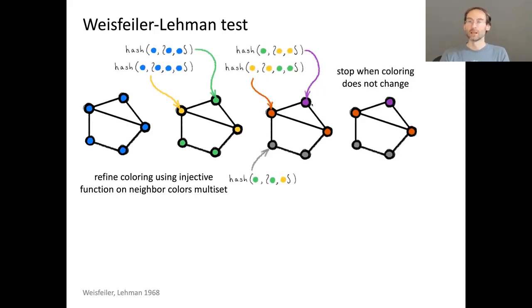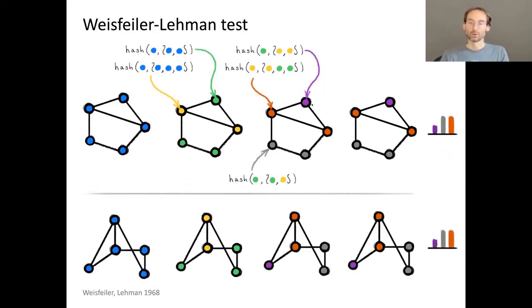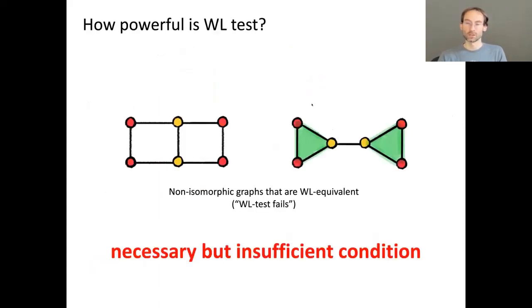But if I do it again, I now see that the color remains the same. So when the colors stop changing, we can just compute the histogram of different colors, and this will be the descriptor of the graph. Okay. Now, given another graph, I can do the same thing, and I get another descriptor. So if these two histograms for two different input graphs are different, we can say for sure the graphs are non-isomorphic. If the descriptors are the same, we can say only that they are possibly isomorphic, but not necessarily. So this is a necessary but insufficient condition.